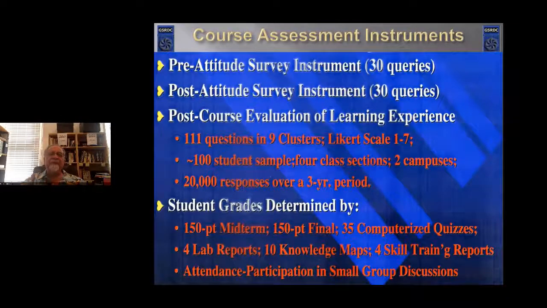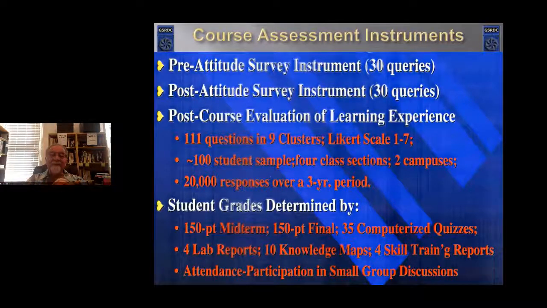We made up a 30-query pre-attitude and post-attitude survey instrument, which tested whether they liked science or liked multimedia or liked using computers before or after the course. But we also had an evaluation of the learning experiments, and we used a Likert scale of 1 to 7. Why? Because the middle of 1 to 7 is 3, and then it has 3 things on either side, which follow our usual way of describing things: good, better, best, worse, worser, worst, right? So that's why we did that.